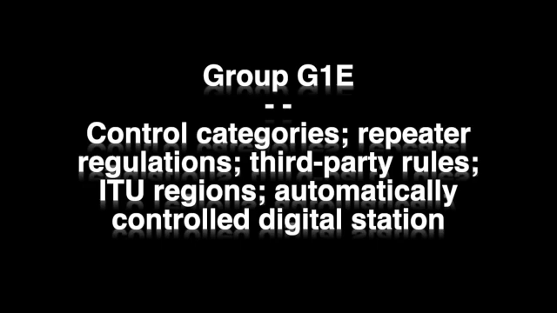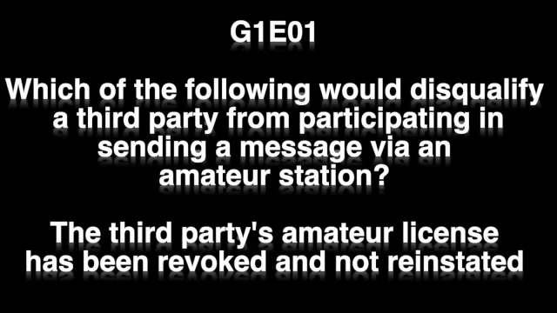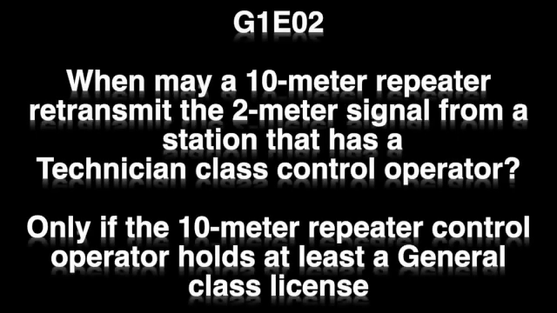Group G1E: Control Categories, Repeater Regulations, Third-party rules, ITU regions, automatically controlled digital station. G1E01. Which of the following would disqualify a third party from participating in sending a message via an amateur station? The third party's amateur license has been revoked and not reinstated. G1E02. When may a 10-meter repeater retransmit the 2-meter signal from a station that has a technician class control operator? Only if the 10-meter repeater control operator holds at least a general class license.